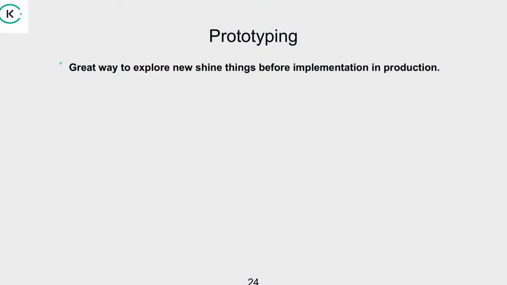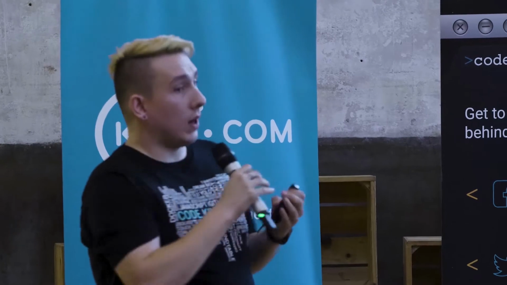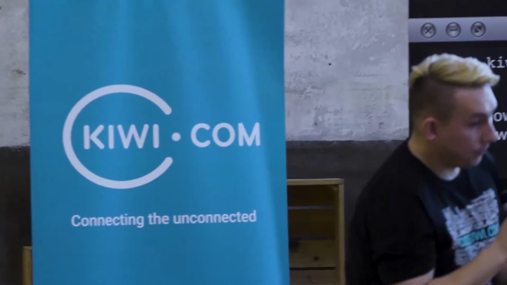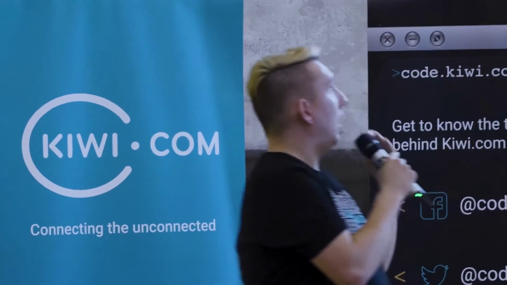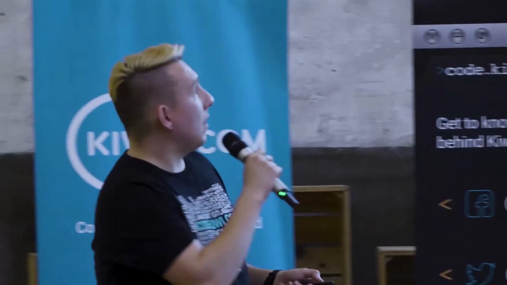And the last thing is prototyping. It's a great way to try new shiny things before you implement them in production. We can start with an example. We have a problem with concurrent tasks. We are using Celery for processing our asynchronous tasks, and it can happen that two of the same tasks run at the same time and work with the same data. I would like to introduce Celery and SQLAlchemy, which will be shown in an example on the next slide.